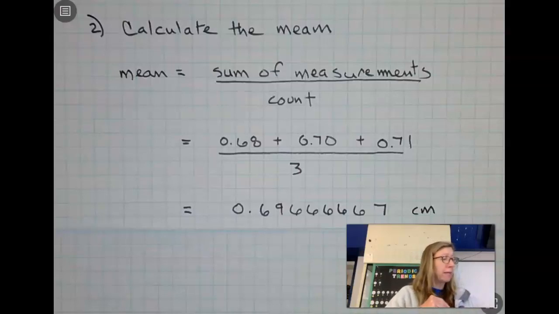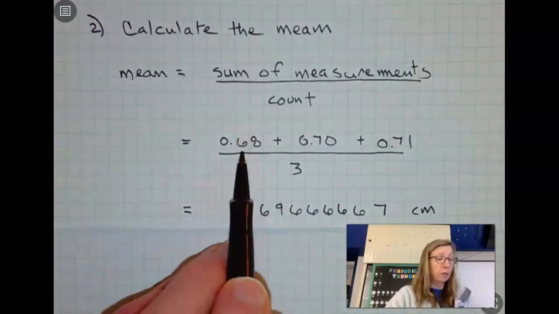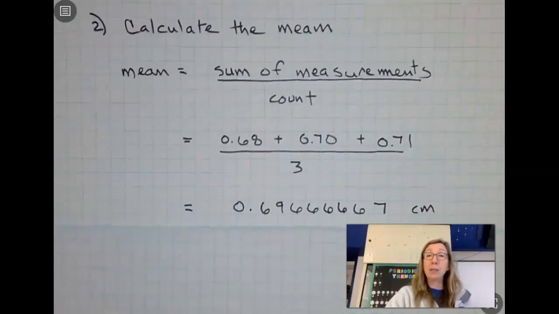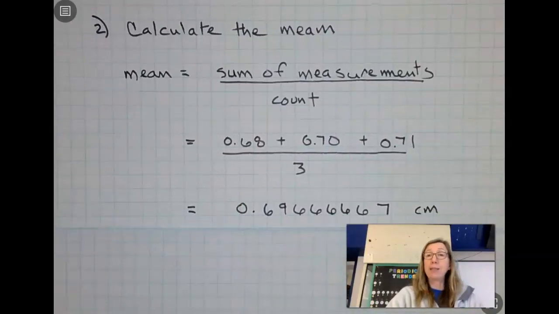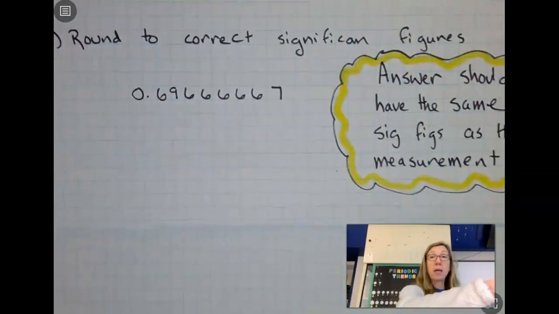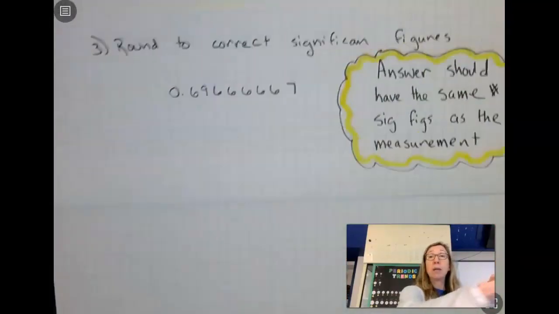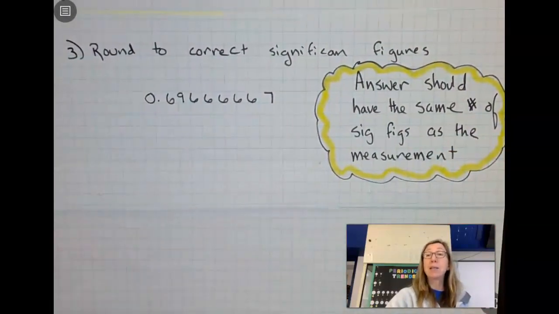Now, if we had this ruler and we took measurements where the first digit was known and the second one was an estimate, did we suddenly have a precision instrument going all the way out this many decimal places? No. So the rule of thumb, we are going to need to learn how to round to the correct number of significant figures. The rule of thumb for taking a measurement and for rounding is that the answer should have the same number of significant figures as the measurement.